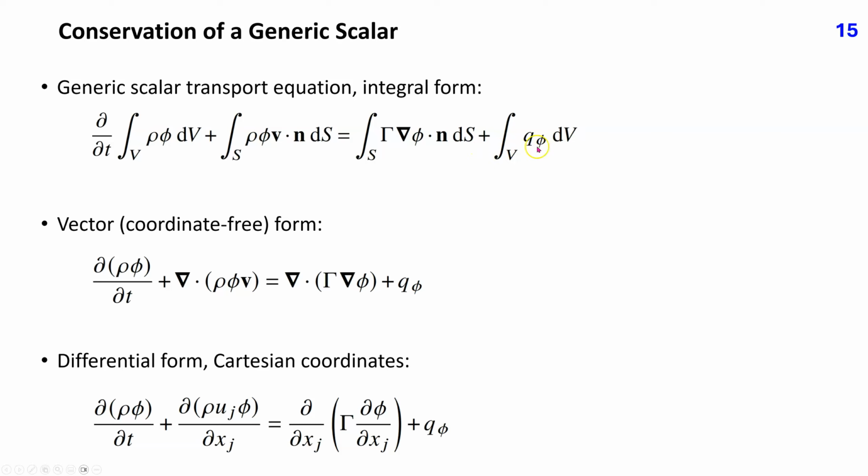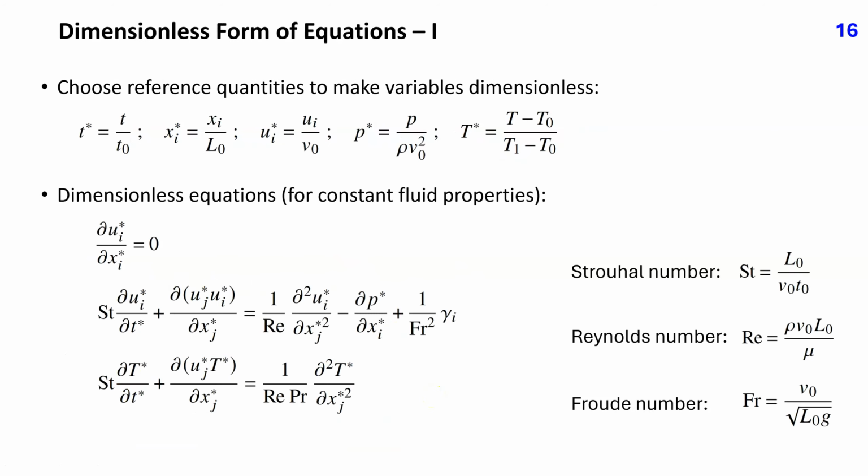This term represents the sum of source and sink terms within the control volume. The corresponding vector form and differential form in Cartesian coordinates are given by these two equations. The conservation equations can also be written in dimensionless form.